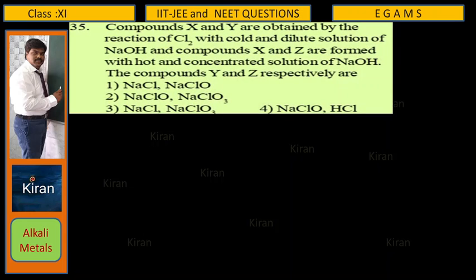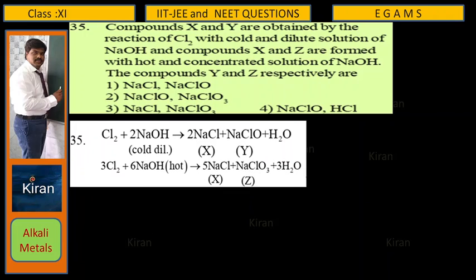Compounds X and Y are obtained by the reaction of chlorine with cold and dilute solution of NaOH. And compounds Y and Z are formed with hot and concentrated solution of NaOH. The compounds of Y and Z respectively are? Chlorine reacts with cold NaOH, you will get sodium chloride plus NaClO plus H2O. When chlorine reacts with hot NaOH, you will get NaCl plus NaClO3 plus H2O.